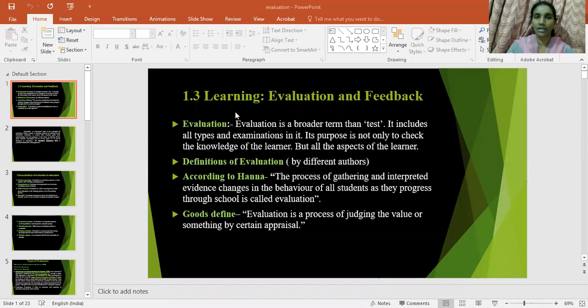Learning, evaluation and feedback. So today we are going to study evaluation and feedback. Let us discuss one by one. Let's begin. What is evaluation? As we know, evaluation is a broader term than test. It includes all types of examinations in it. Its purpose is not only to check the knowledge of the learner, but all the aspects of the learner.